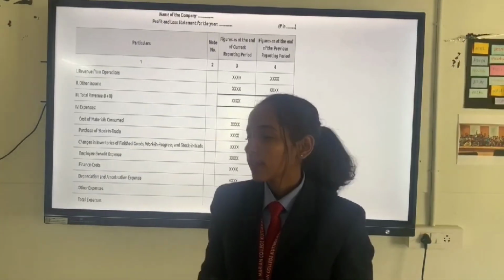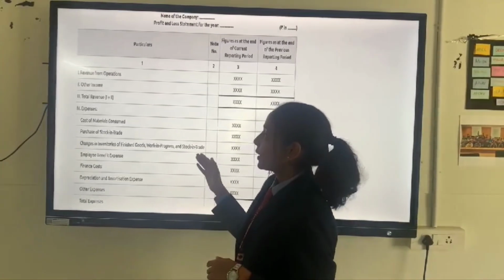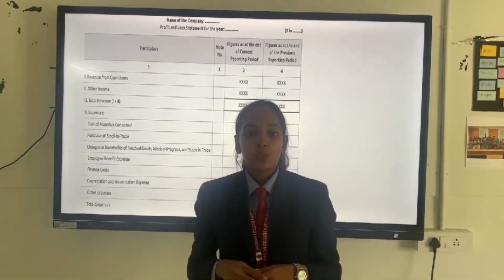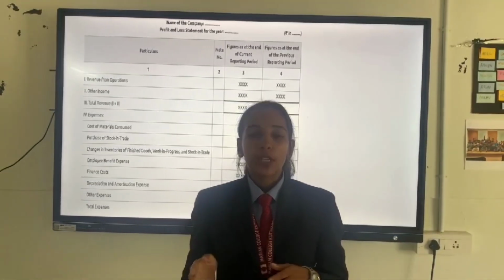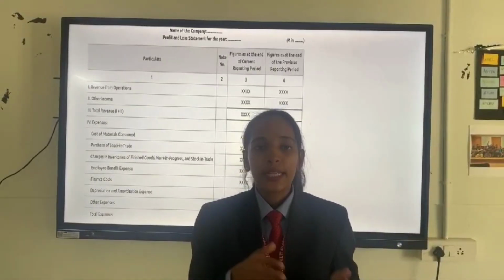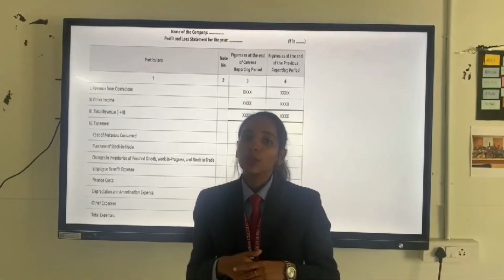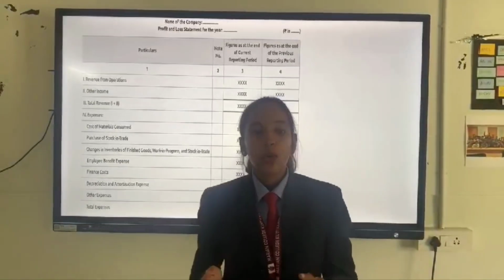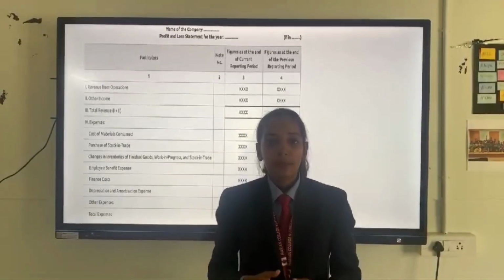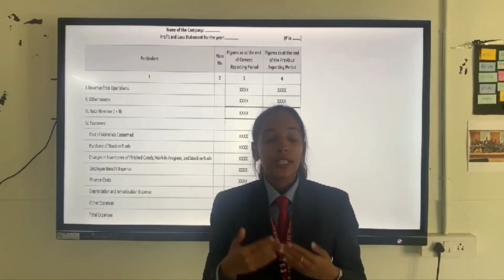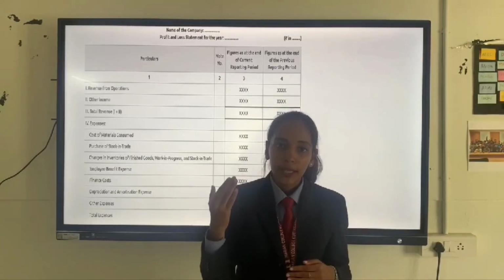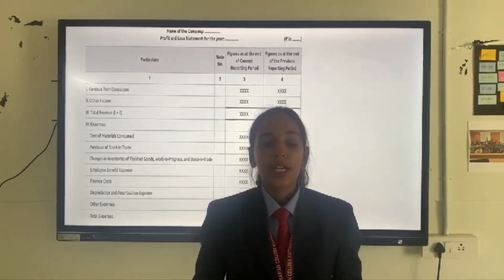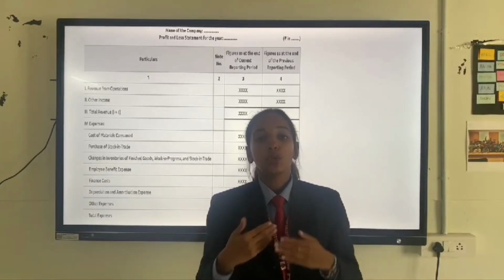The sixth one that comes under the expenses is depreciation and amortization expenses. It represents the allocation of cost of tangible and intangible assets over their useful life. And the seventh one is other expenses. Other expenses means all the miscellaneous expenses that don't come under the above categories, such as administrative expenses, utility costs.